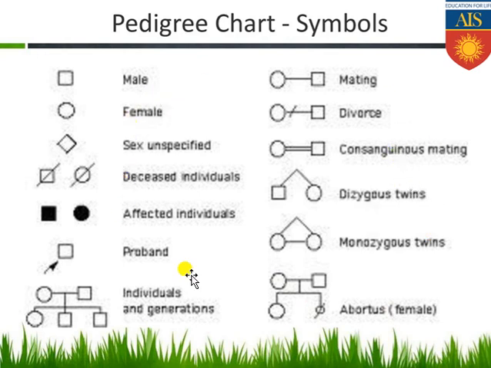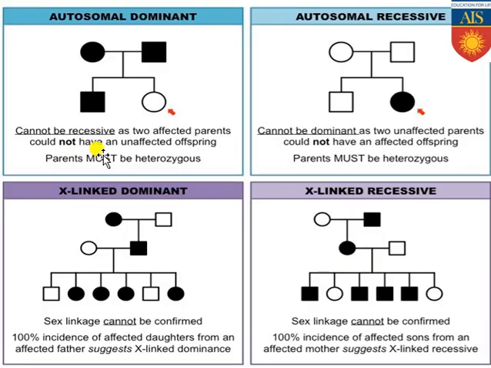So from these specific symbols, I think the meaning of each and everything is getting clear to everyone. Now we will be seeing how many types of pedigree can be seen. Mainly based on the type of traits, pedigree can be of four types: autosomal dominant trait, autosomal recessive trait, X-linked dominant trait, and X-linked recessive trait.